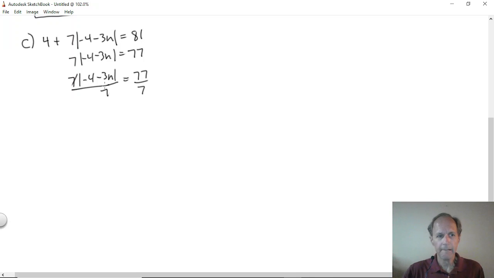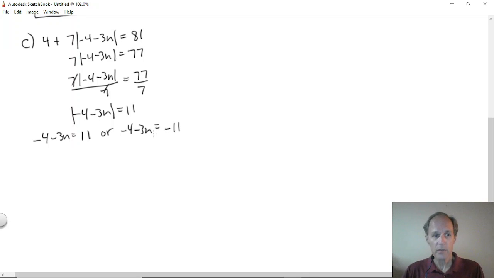Okay, and that's going to cancel. That leaves the absolute value of negative 4 minus 3n equals 77 divided by 7, which is 11. And now we've got it where we want. Of course, I can't get rid of my absolute value bars, so they're still there. Now, though, we are ready to say the thing inside, negative 4 minus 3n in this case, is 11, or could be negative 11 to make that true. So now we just solve both of these.